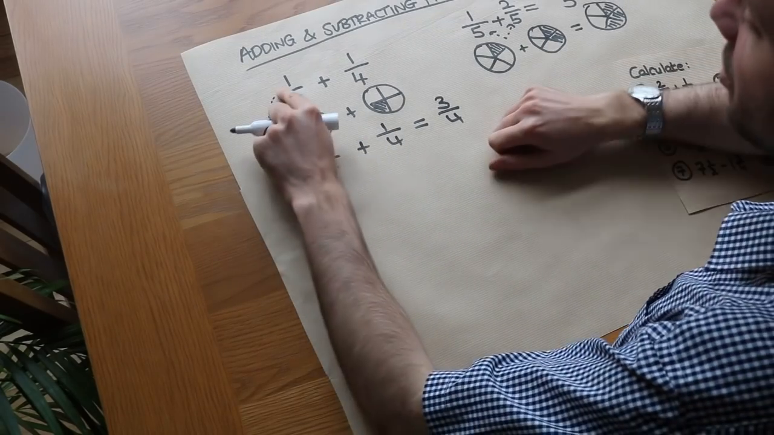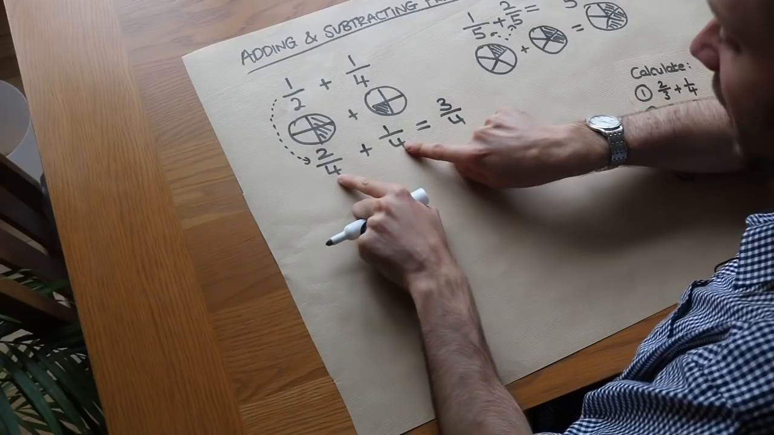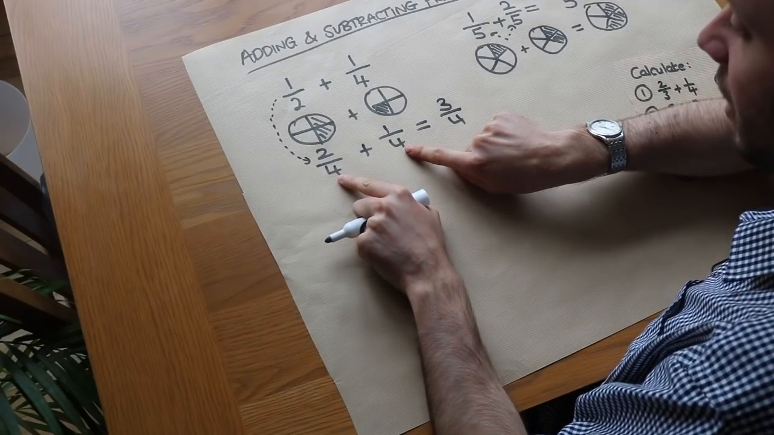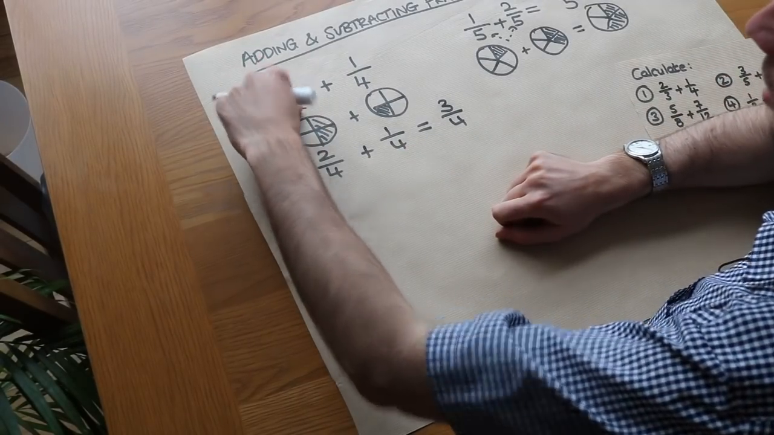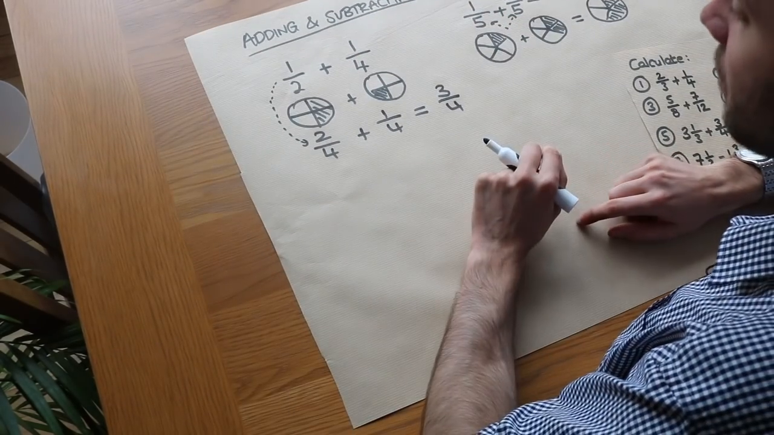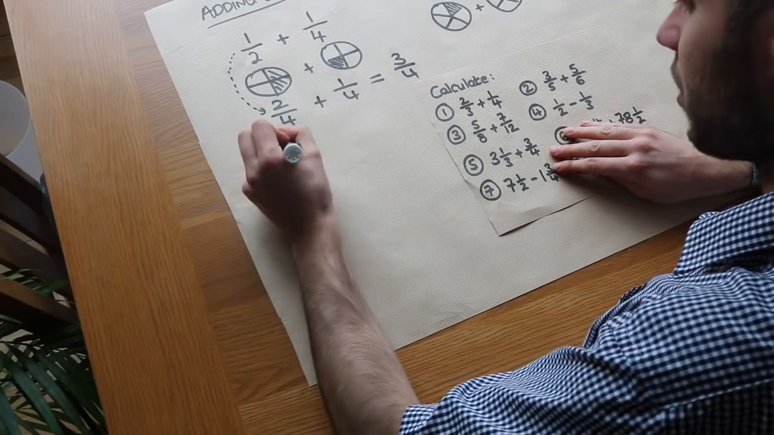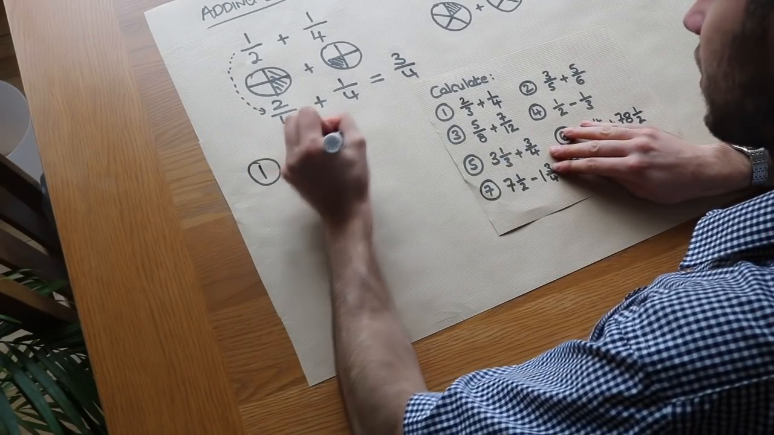So what we effectively need to do is find equivalent fractions to these such that we end up with the same denominators. Now in this case I could just change this fraction to make it over 4 to match this one, but it might be that you have to change both of them. So let's just take this example. We've got 2/3 plus a quarter.